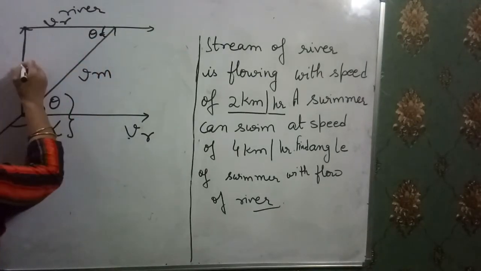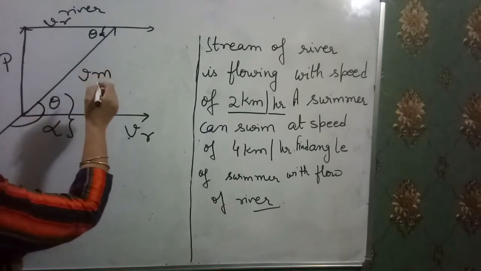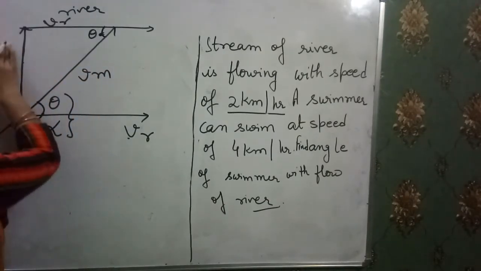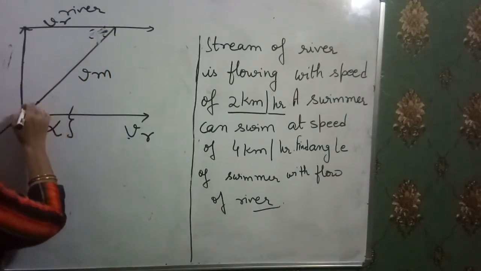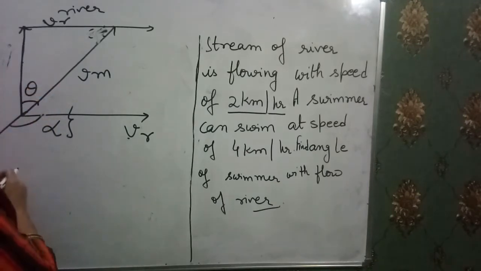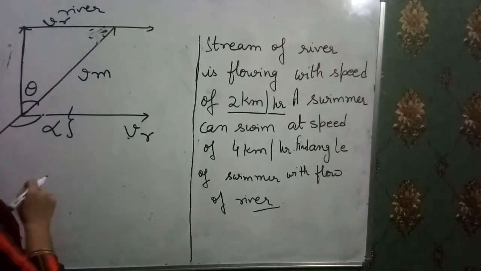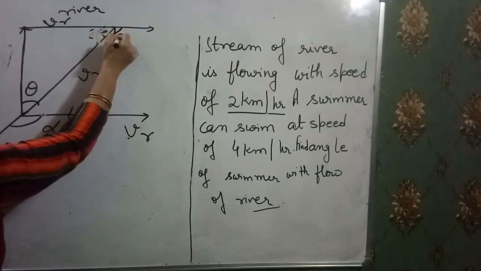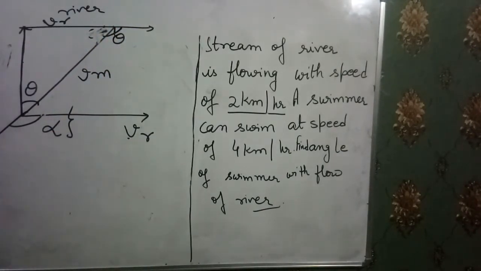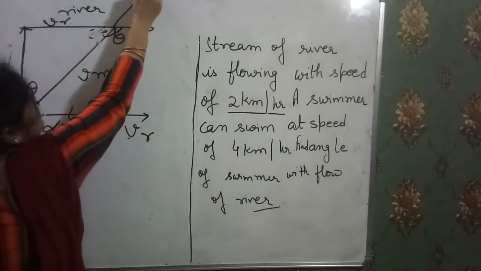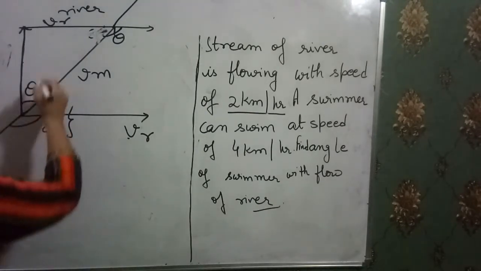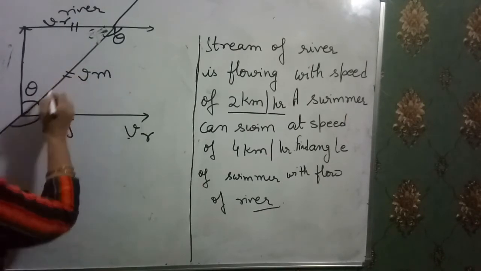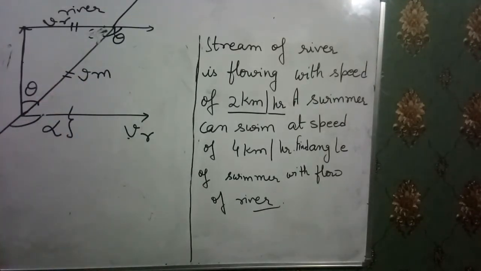So we have to find this one. It is angle theta. This is the perpendicular and this is the angle theta the man makes with the river. This is the river goes on. Clear? So this is perpendicular and this is hypotenuse. You may get confused over here.